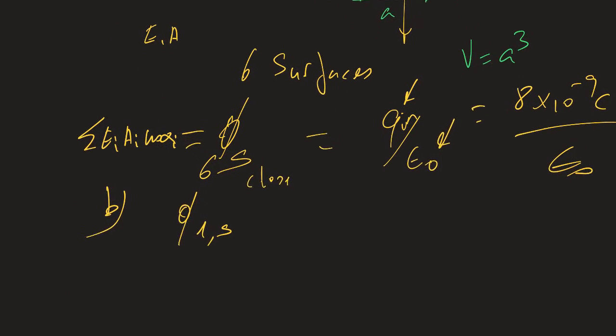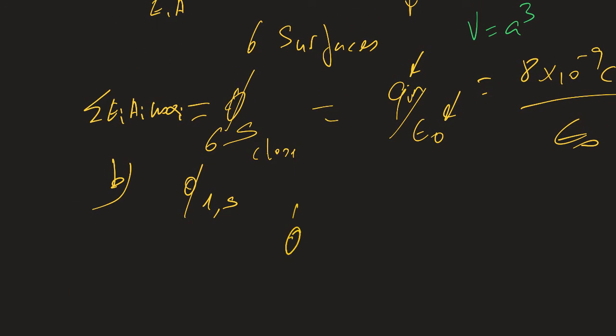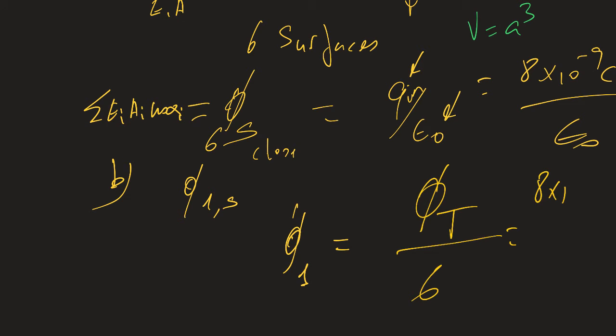So if I want the flux for one of the surfaces, any of the 6, it will be the total flux divided by 6. So it will be 8 by 10 to the minus 9 divided by the value of epsilon 0, divided by 6. And this will be the flux through any of the sides of the cube.